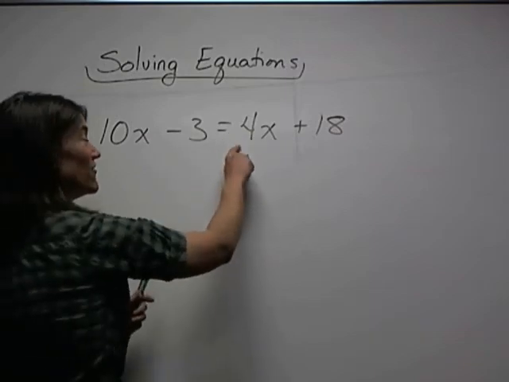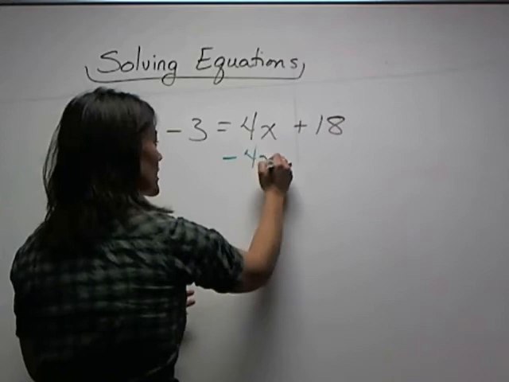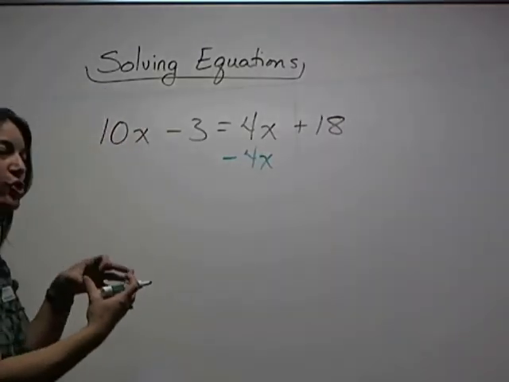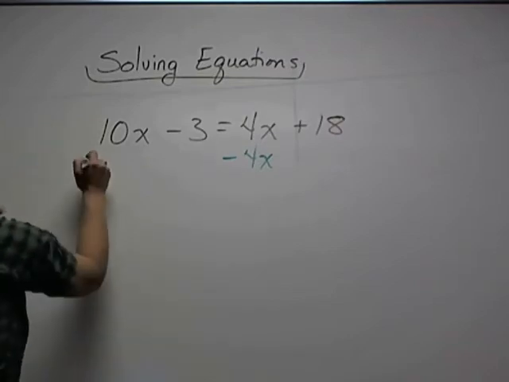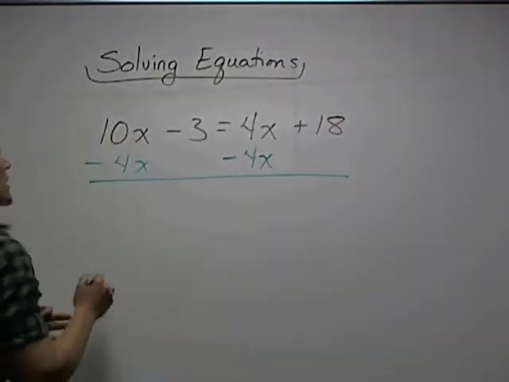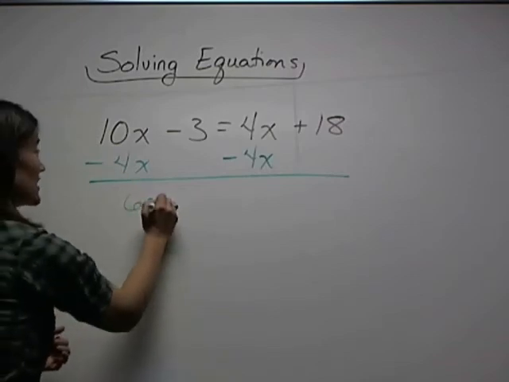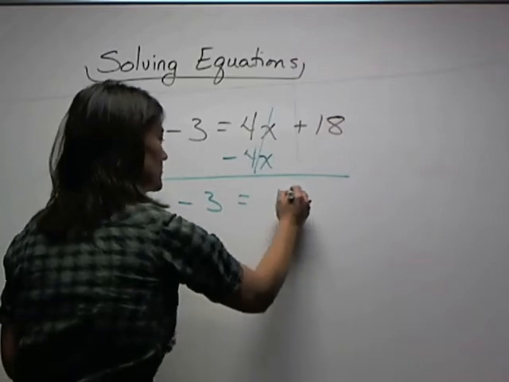It's a positive 4x here, so because I'm moving the entire thing, I'm going to subtract 4x. Remember, I'm moving the term. I'm not separating the number from the letter. I'm moving the entire quantity, and that's why we always add or subtract. That's going to give me 6x minus 3 is equal to 18.